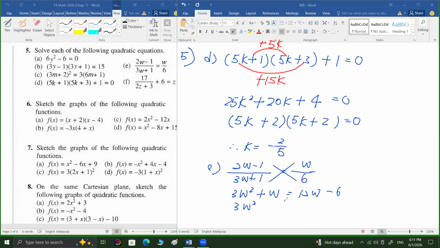Shift the 12W here. 1 minus 12, you got 11. Shift the negative 6 here, you got plus 6. Okay, again, get ready your calculator to find the W again. Do some practice, yeah? Okay, let me know what is the W that you get, class.